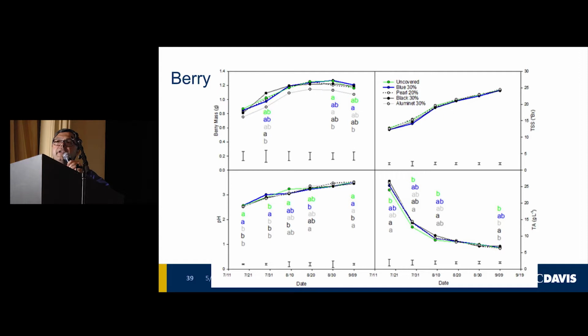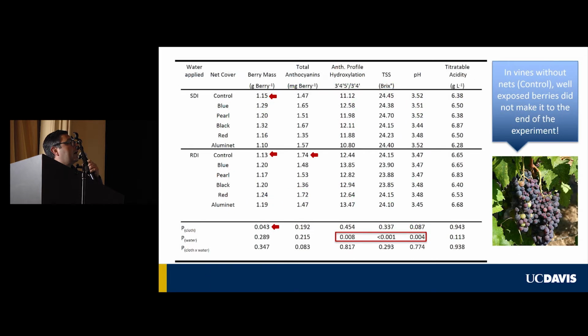This is that shiny shade cloth. It reflects back into the canopy and creates this giant heat gain. This actually has killed a lot of our berries. Our berry size hits this maximum and then stays there, and then declines a little bit with this black shade cloth. Total soluble solids is not affected that much.